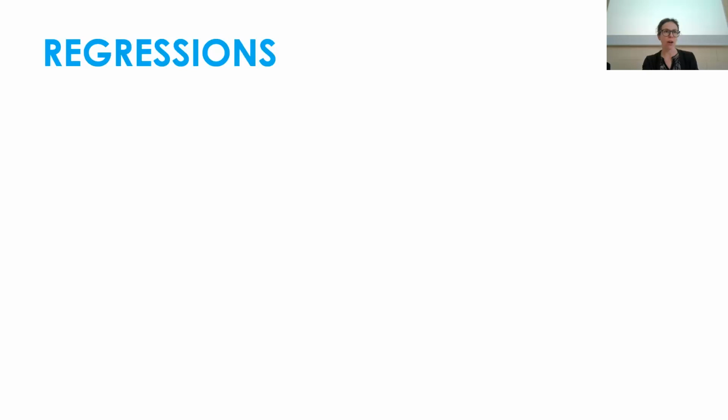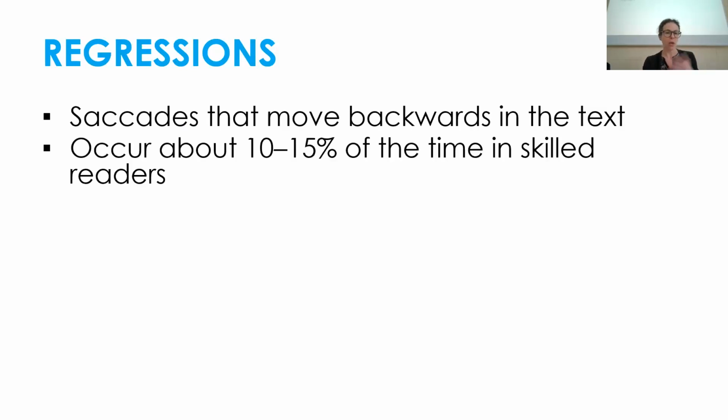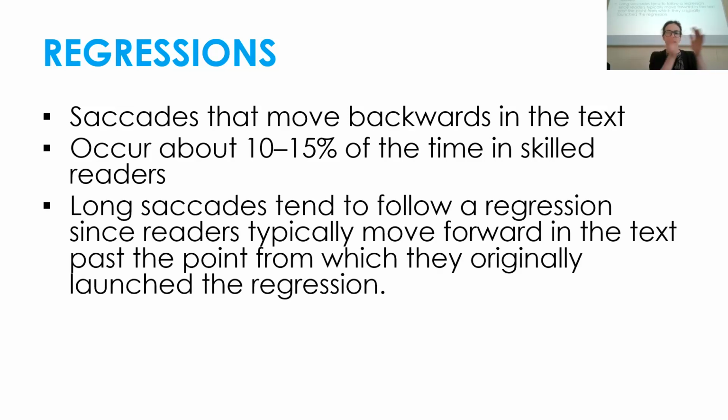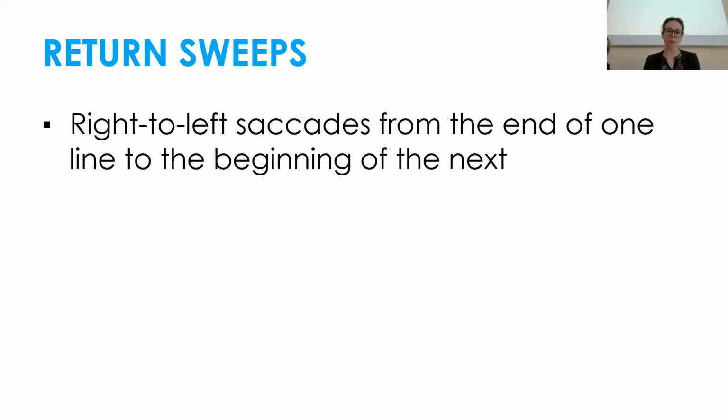Regressions, as we mentioned, are a subtype of saccades. They are saccades that move backwards in the text. They occur about 10 to 15% of the time in skilled readers. What happens after a regressive saccade is that the forward saccade after it tends to be longer, because we tend to go past the initial point from which the regression originated. However, most regressions are to the immediately preceding words. Return sweeps are right to left saccades that join the end of one line to the next.